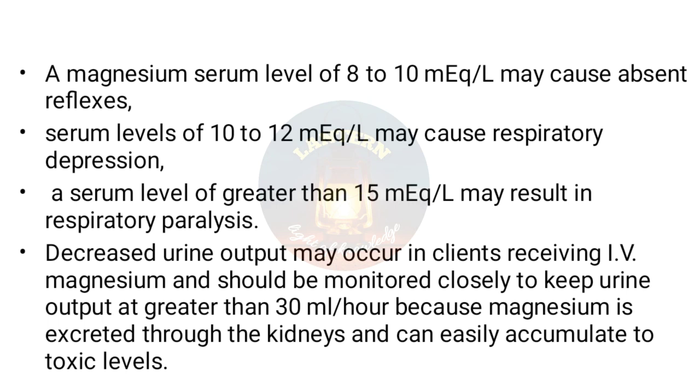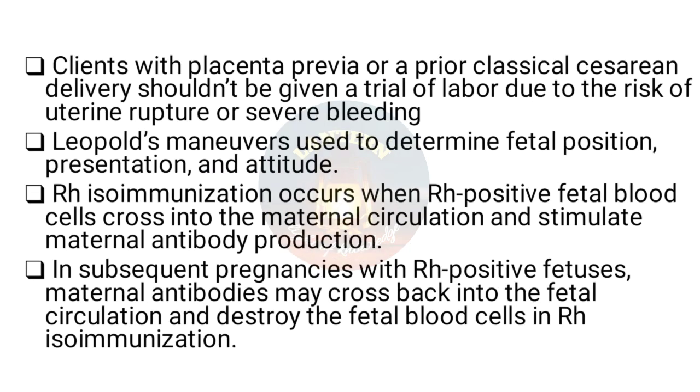Decreased urine output may occur in clients receiving IV magnesium and should be monitored closely to keep urine output greater than 30 ml per hour, because magnesium is excreted through the kidneys and can easily accumulate to toxic levels. Clients with placenta previa or a prior classical caesarean delivery shouldn't be given a trial of labor due to the risk of uterine rupture or severe bleeding.